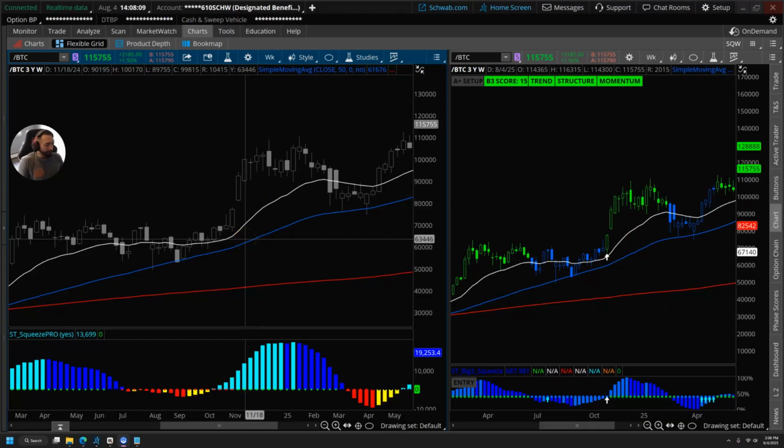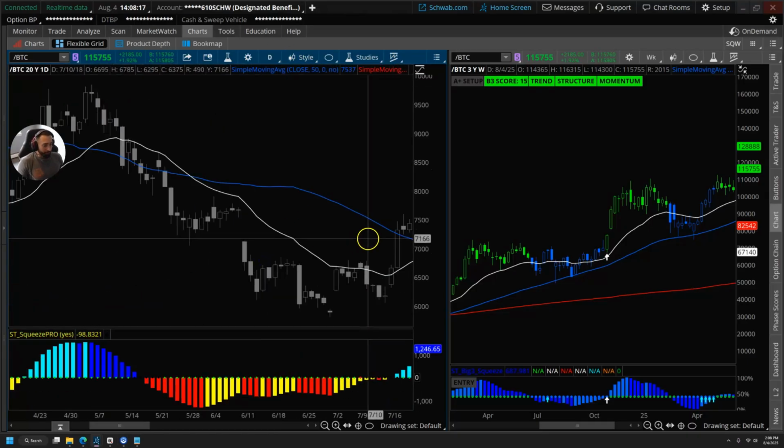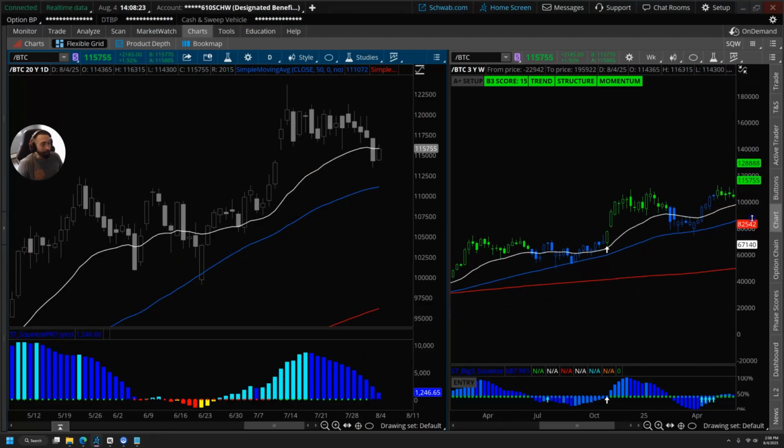And I don't think it's a matter of which one is better. It's a little bit more the design to do two different things. Squeeze Pro shows you levels of compression. My squeeze shows you, based on all of my criteria, when things are fully aligned for a push higher, a push lower, or none of the above.